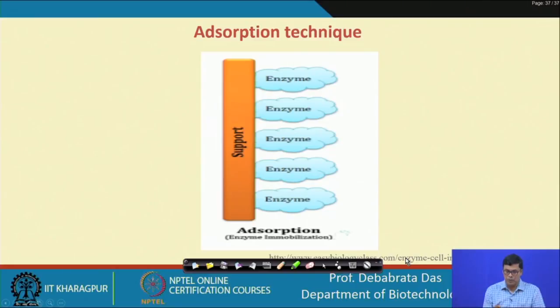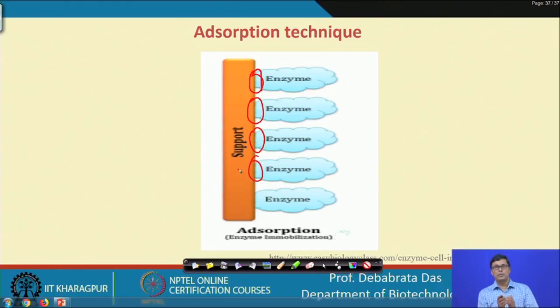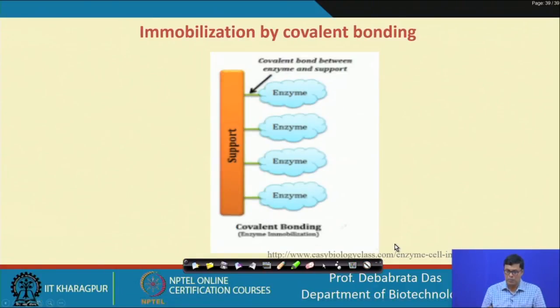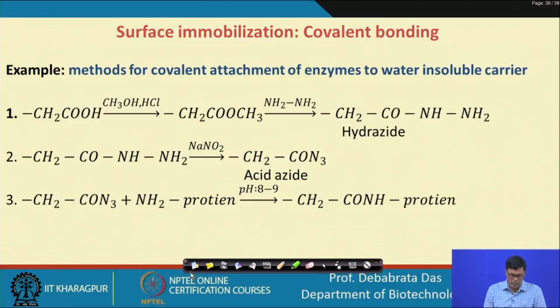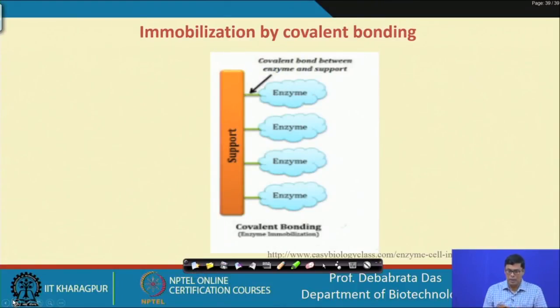And this is the adsorption. This is the simplest technique, because the enzymes are immobilized on the surface of the solid matrix. This type of attraction is mainly due to Van der Waals forces, and Van der Waals forces are very weak. So with a little shear force, if you pass liquid, what will happen? It takes the enzyme away from the solid matrix. So this is a very simple technique, but the problem is that the bonding between the solid matrix and the enzymes is very weak.